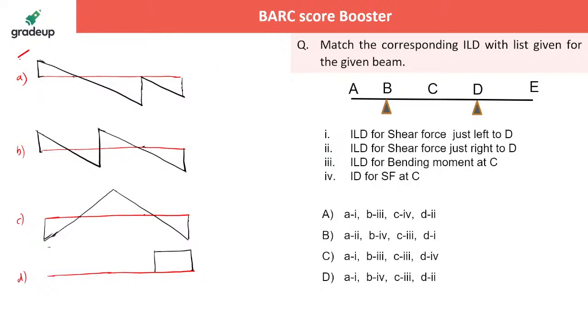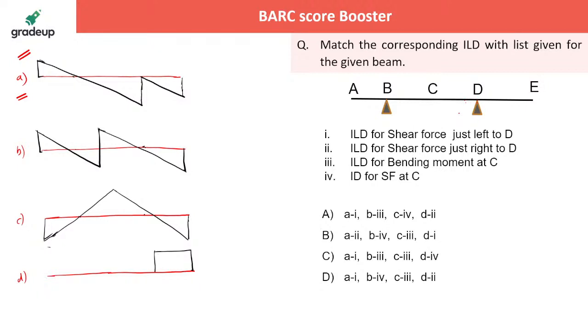Can you say that? First, option A is sometimes slightly difficult for the students who are drawing it. I'll start with option A. Here, this diagram in option A, what does it represent actually? Now, if I ask you, what is the ILD just left of D?